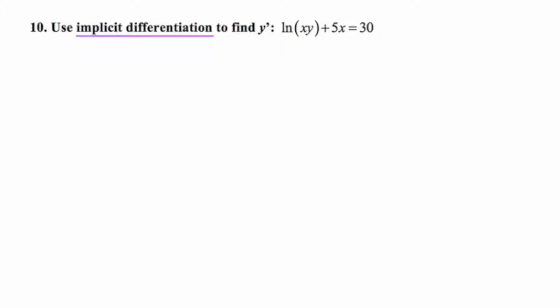We're going to do number 10 from your packet, which is an example of implicit differentiation. In this problem, they give us the natural log of xy plus 5x is equal to 30. Now it's been a while since we've done implicit differentiation, so you're going to want to really pay attention.